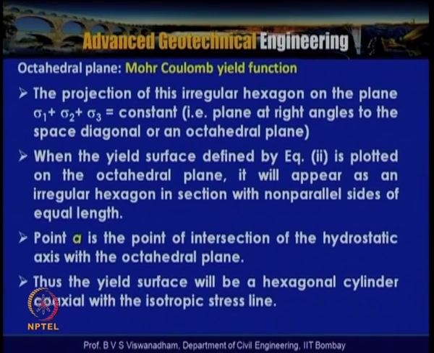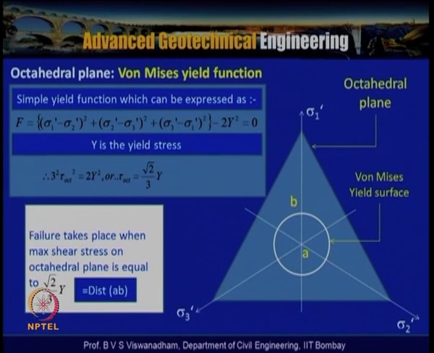So, because of this, the yield surface is like a hexagonal cylinder coaxial with the isotropic stress line. The isotropic stress line passes through the center of the hexagon, that is, it is coaxial with it. Now consider the octahedral plane, according to the von Mises yield function.